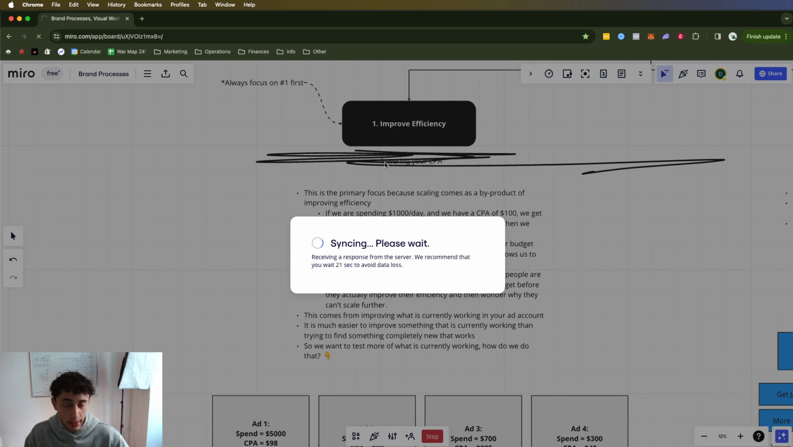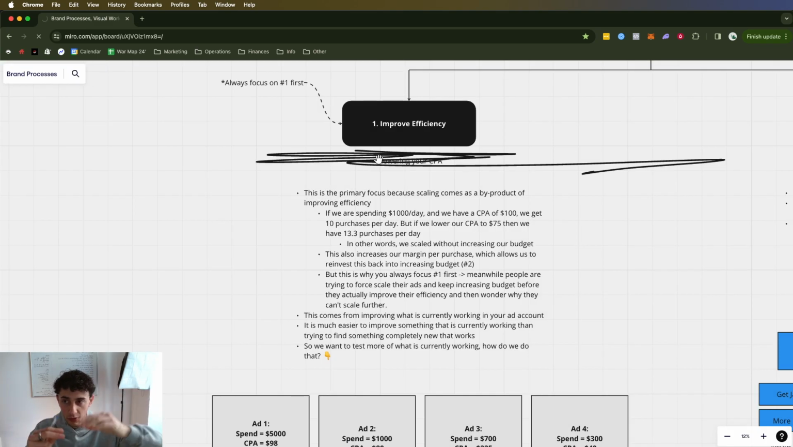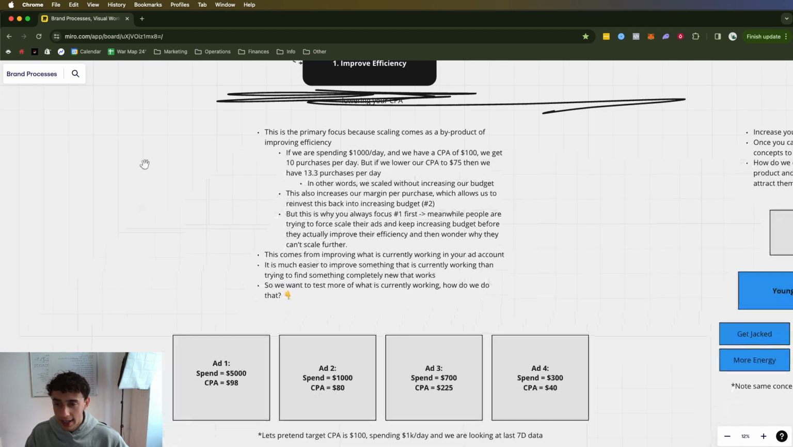Anyways, as I'm saying, as I refresh this here, focusing on just number 1, improving your efficiency, will quite literally get you to scale very fast without you even having to go to number 2 yet. Because it's, once again, improve efficiency, you improve the margin, you increase budget, improve efficiency, increase budget, improve efficiency, increase budget. And it just continues like that. Okay. And that is how you get to scale.